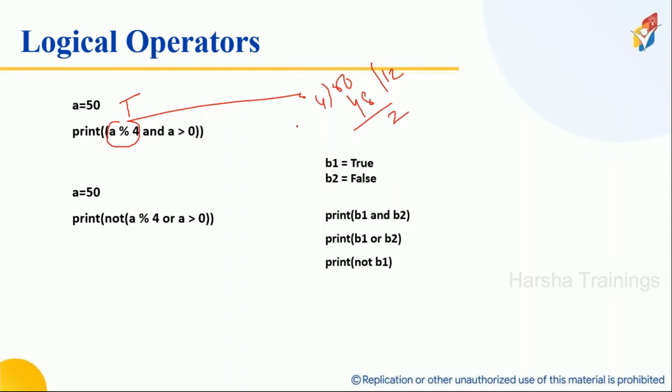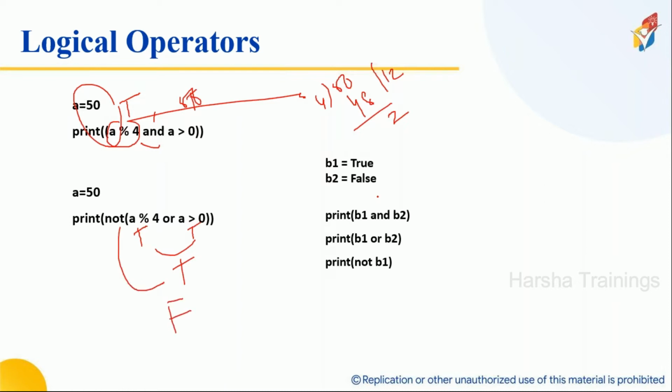The left side is true. Anything other than 0 is true. And operation: 50 is greater than, this is also true. True and true, the answer is true. Now, for this, this is also true, and this is also true. True or true, the result is true, and I'm giving not of true. The final answer is false.